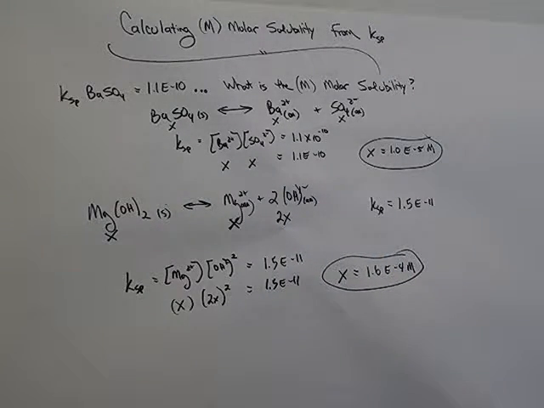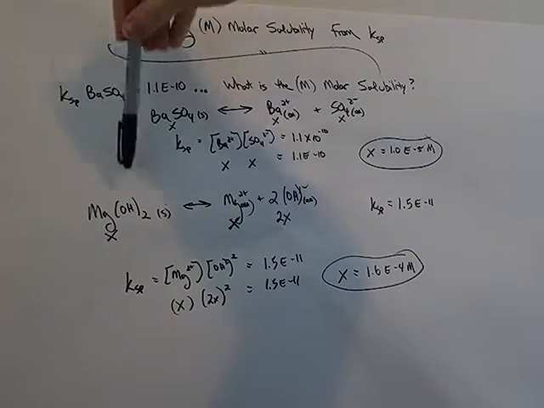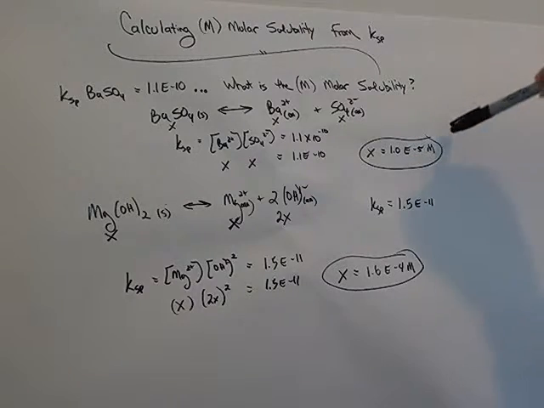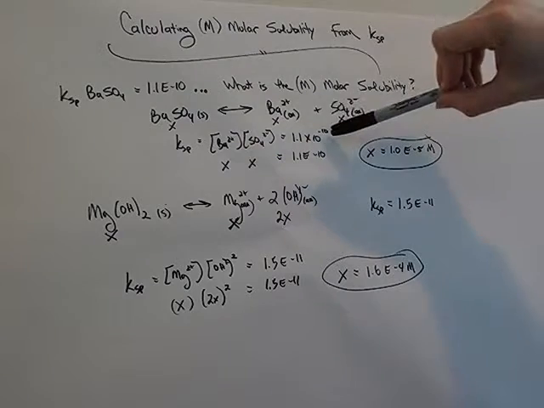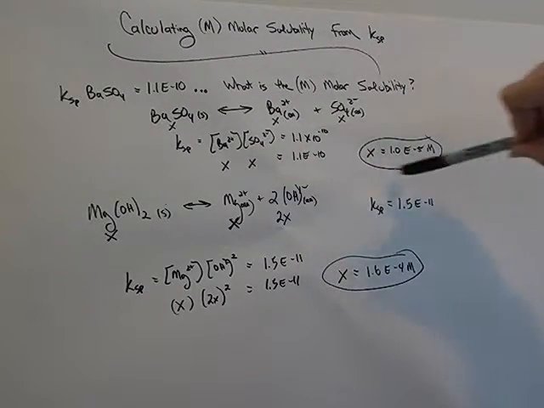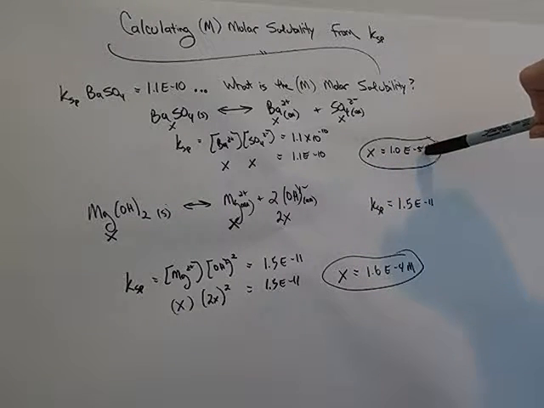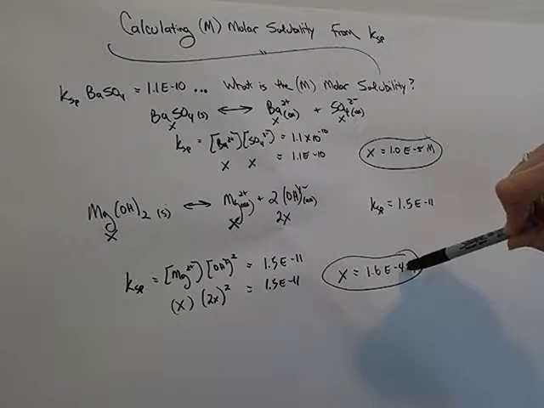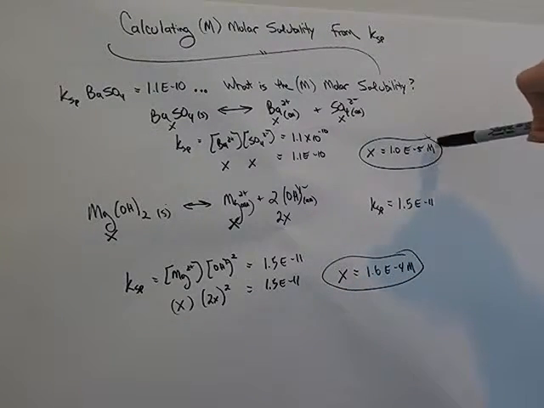Now, although we can't directly compare the solubility of barium sulfate with magnesium hydroxide just by comparing KSP values, because they don't dissociate into the same number of ions, I can compare their relative solubility by looking at the molar solubilities. So here we can see the barium sulfate, even though it had a much larger, by a factor of 10, KSP value, its molar solubility comes out to be 1 times 10 to the negative 5th, whereas the magnesium hydroxide comes out to be 1.6 times 10 to the negative 4th, much more soluble than the barium sulfate.